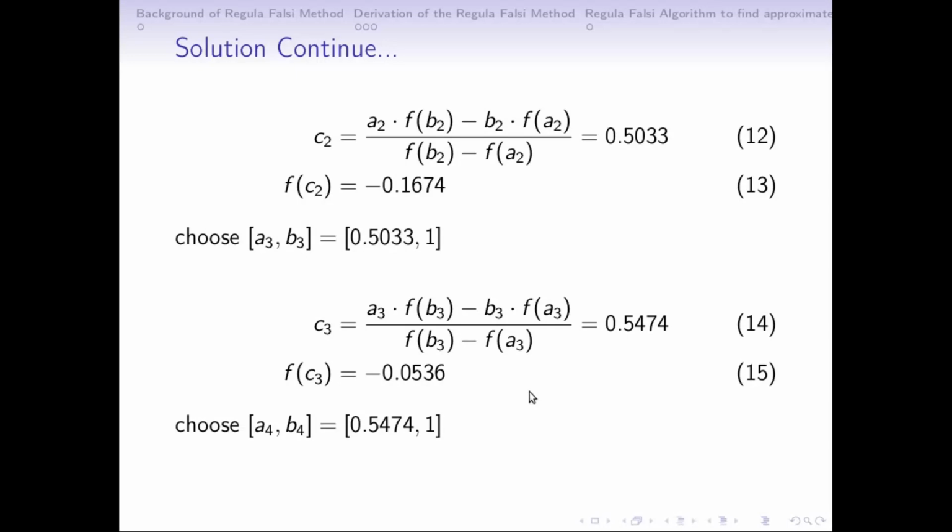We go ahead to continue to find our C3. We plug the values into the formula, and it gives us 0.5474. We check the functional value, it is still negative. So when it's still negative, then it tells us that we need to forget our A3 and reassign our C3 as our A4, and we maintain our B3 as our B4. We continue this process until we get a convergent value.